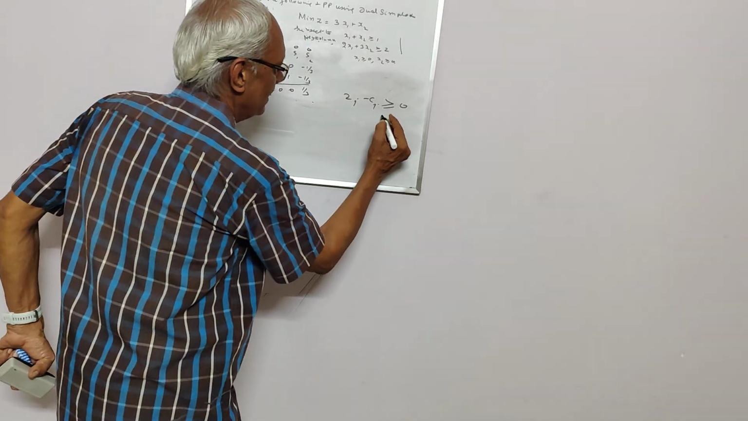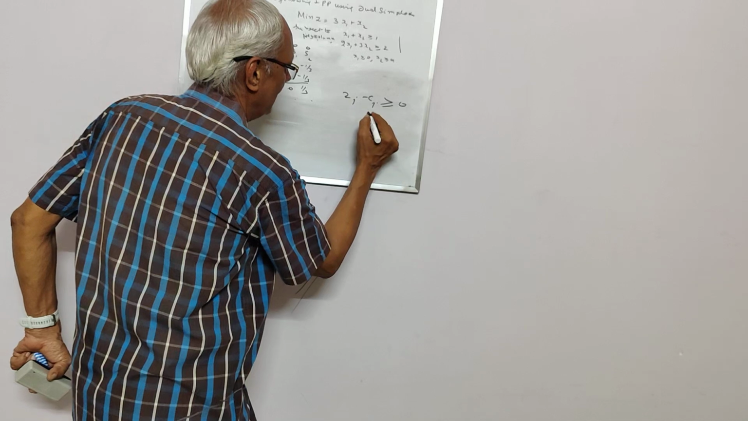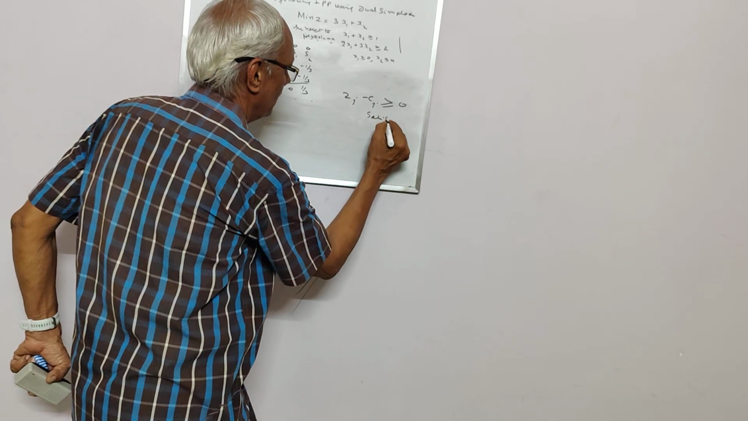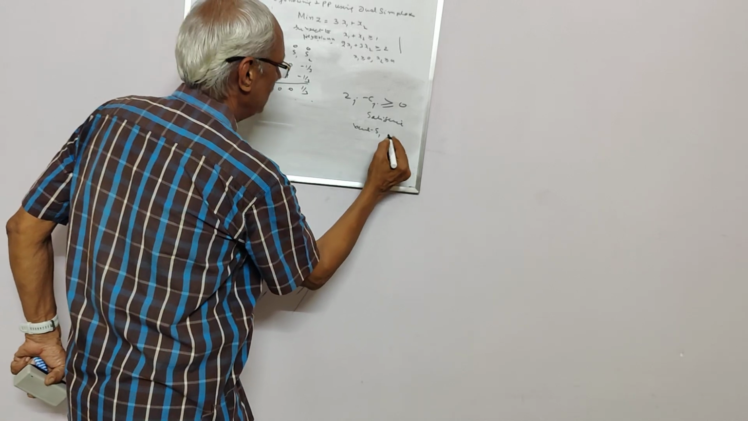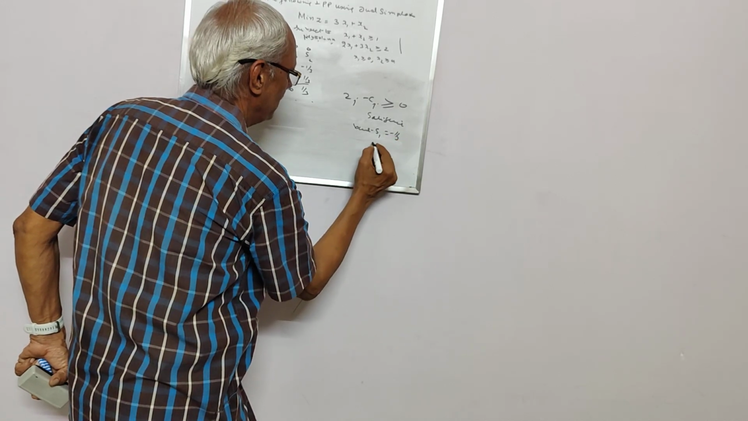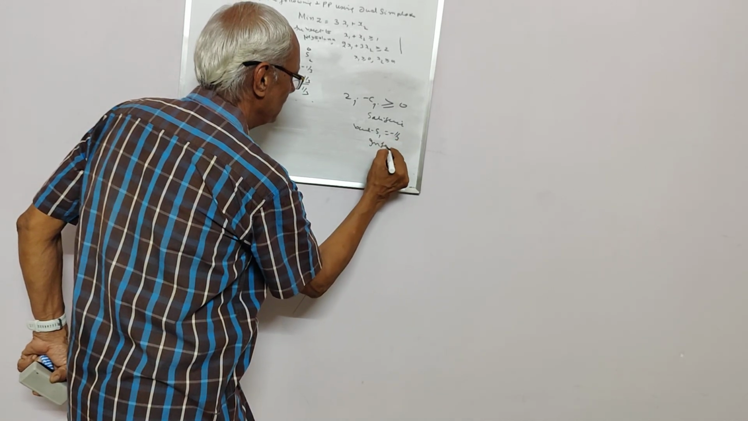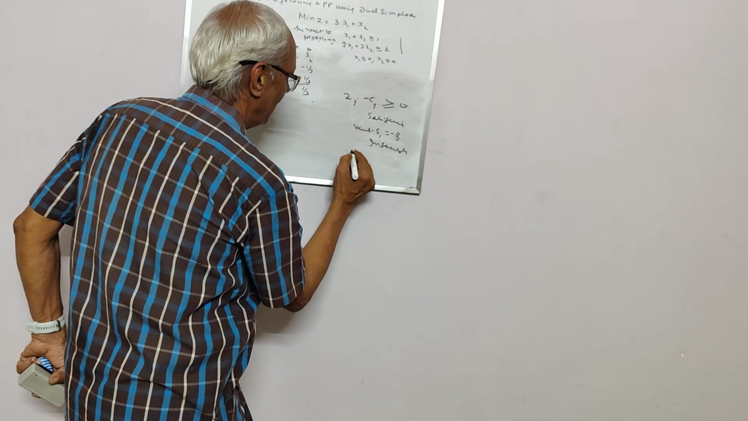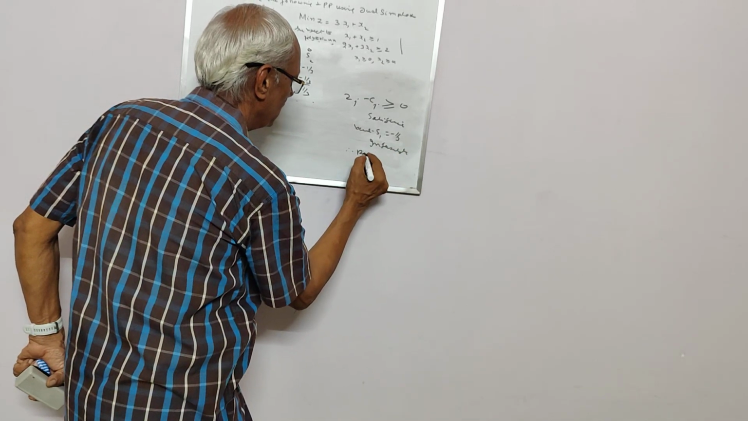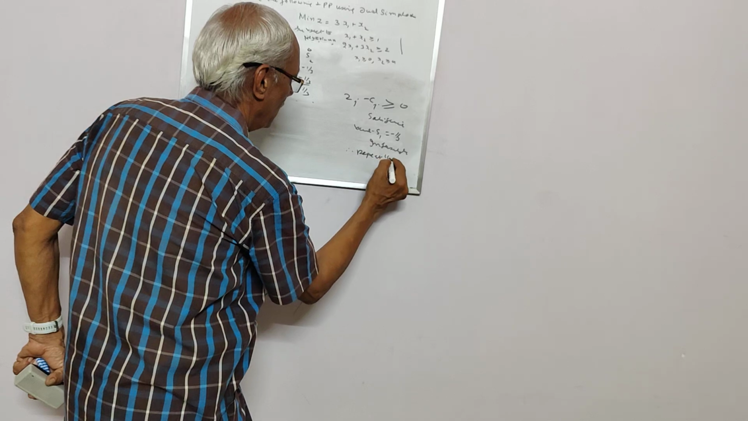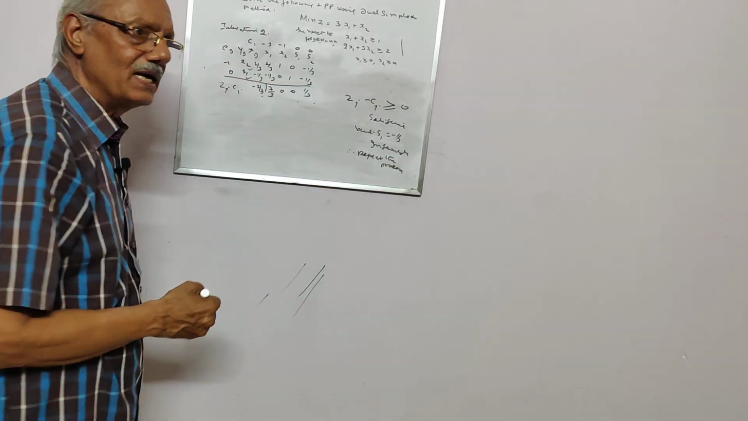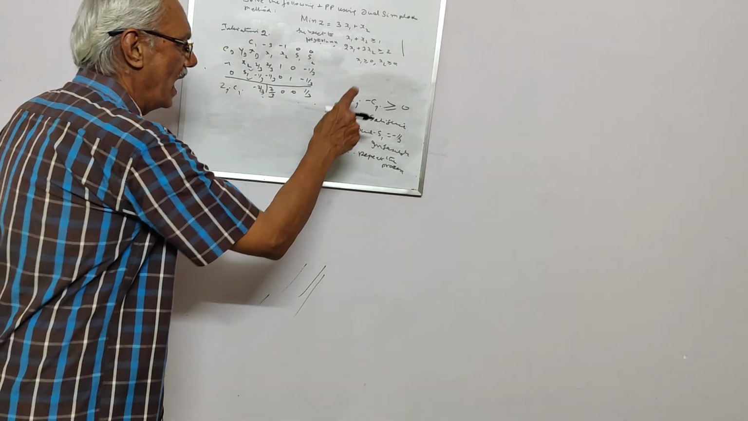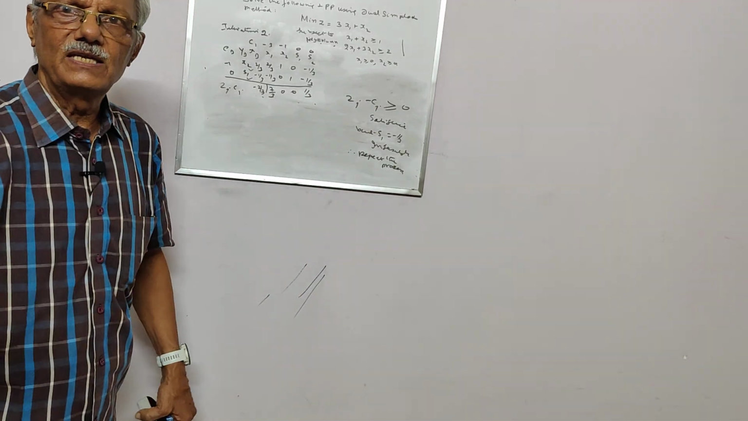Here, optimality was satisfied. But S1 is equal to minus 1 by 3, infeasible. Therefore, repeat the process. Now, I have to repeat the process to get the solution.